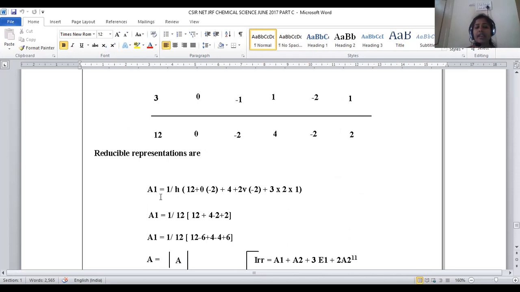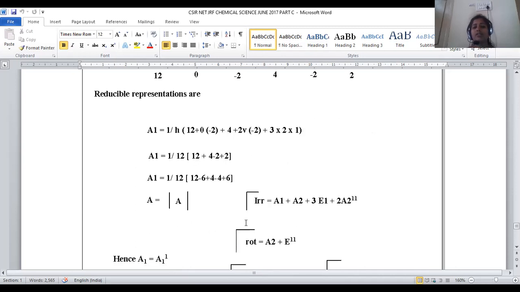Now let us apply for A1. So the formula we are going to apply is 1 by h, and we sum all these values. The sum of all these values taken is 12 plus 0 plus minus 2 plus 4 plus 2 minus 2 plus 3 plus 3 into 2 into 1. So these are the values taken. Now when we do the sum of all these, it will be 1 by 12, 12, 4 minus 2 plus 2, right? So A is given as mod A.